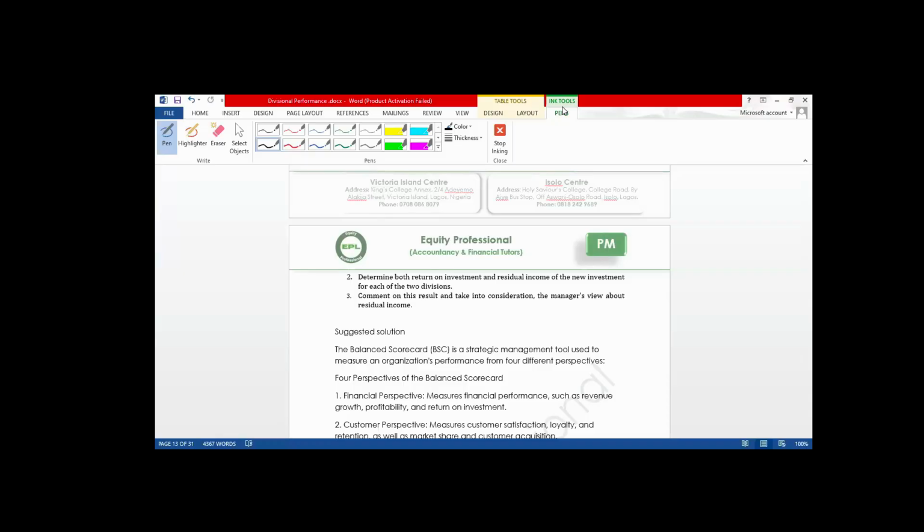Now, requirement 2. Determine both return on capital employed, determine both return on investments, and residual income of the new investments for each of the 2 divisions. Let's go to this quickly.